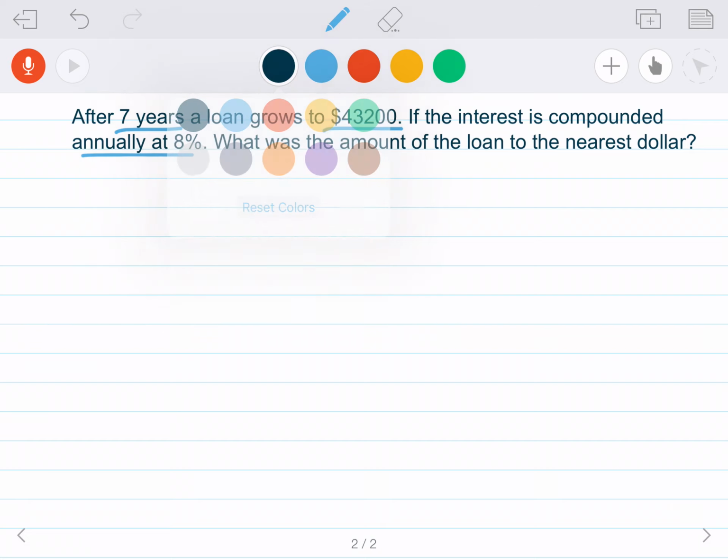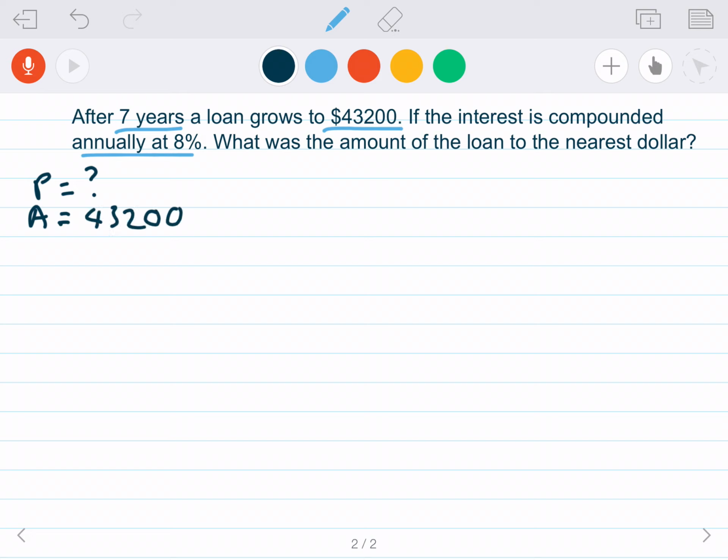So with this, our principal, that's what we're trying to figure out. Our amount at the end, it's told us this is $43,200. How many years it's compounded for, this is 7, and our rate is equal to 8%.